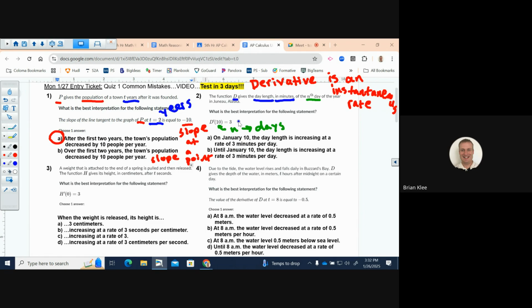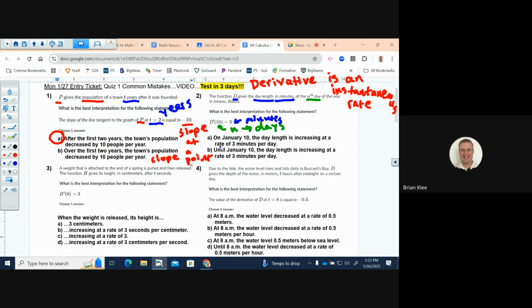The 3 right here, that is in minutes. So that little apostrophe there, that prime, tells us we're talking about a derivative. The derivative at the 10th day is 3 minutes. It's positive. So the day length is increasing 3 minutes a day.